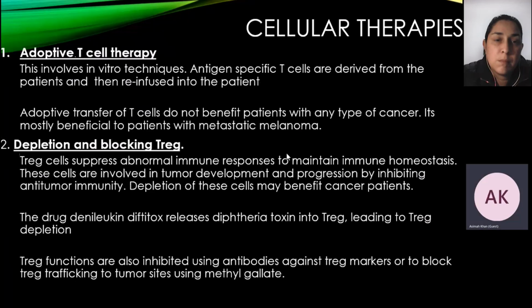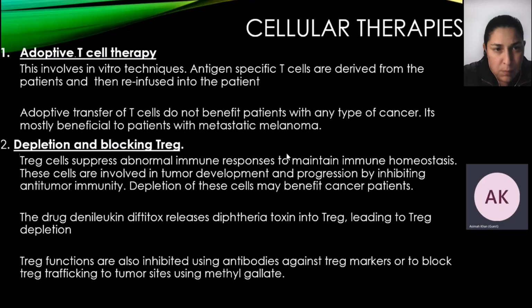The two types of cellular therapies are adoptive T cell therapy and depletion and blocking of TREG. Adoptive T cell therapy involves in vitro techniques. The antigen-specific T cells are derived from patients and are then reinfused into the patient. Adoptive transfer of T cells does not benefit just any type of cancer. It's mostly beneficial for metastatic melanoma.